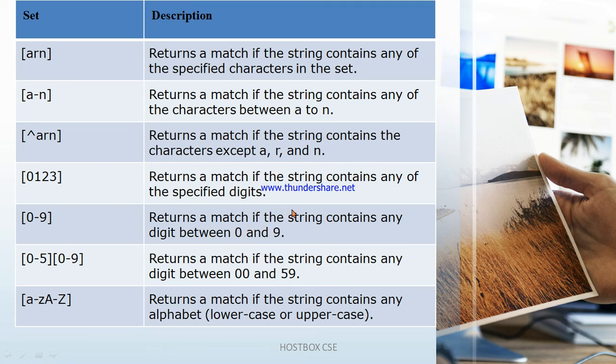For example, I am typing 90193812. We have [0-9], so it definitely returns a match. Another one is [0-5][0-9], which returns a match if the string contains any two-digit number from 00 to 59. So if a digit from 0 to 5 and a digit from 0 to 9 are available, it prints, otherwise not. At last, [a-zA-Z] returns a match if the string contains any alphabet letter, lowercase or capital. In your free time you can practice these options, they are very easy.